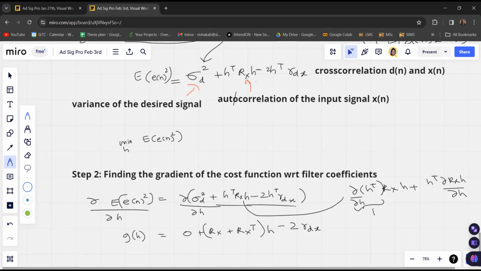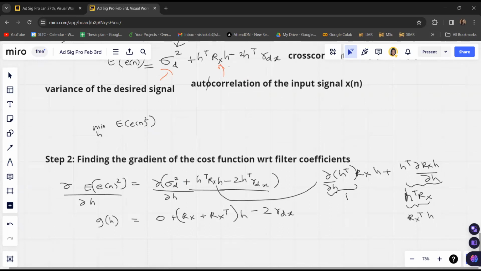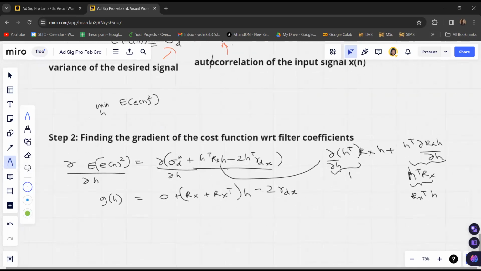So that will result in having Rx H plus this term having H transpose and Rx. So this will result in H transpose Rx. Further, if I take the transpose on both sides, then I will have Rx transpose into H. By doing so, I can get the final answer as Rx transpose H for this, and for this term, I will get Rx H. So by the addition of this, I will be able to write that the final value of this differentiation will be Rx plus Rx transpose into H.